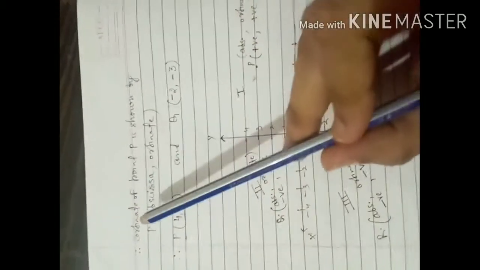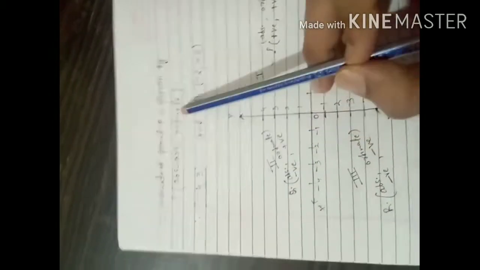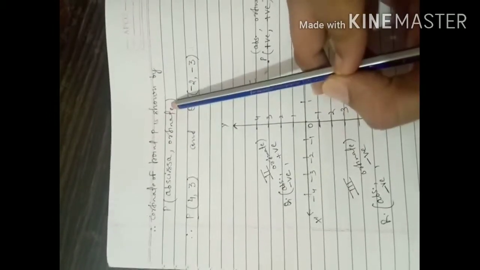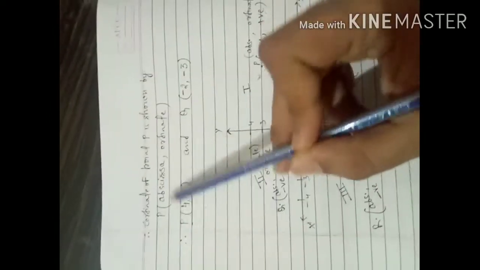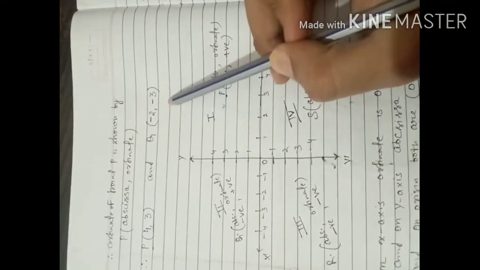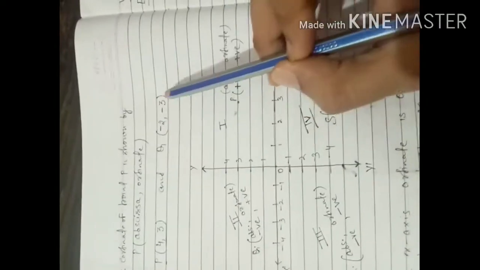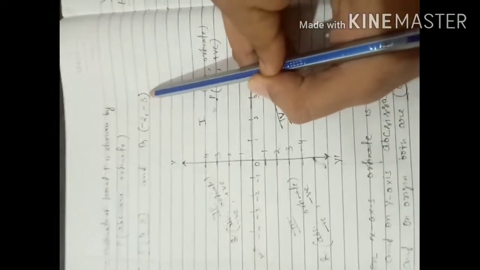Now you can see here, the coordinate of the point P is shown by, first the abscissa is written, then the ordinate comes, first the x coordinate and then the y coordinate. The coordinates of P that we found out are 4, 3, and the coordinates of Q that we found out are -2, -3. The distance was 2 and 3, but we are on the negative side of the x-axis and the negative side of the y-axis. Therefore the abscissa is -2 and the ordinate is also -3.